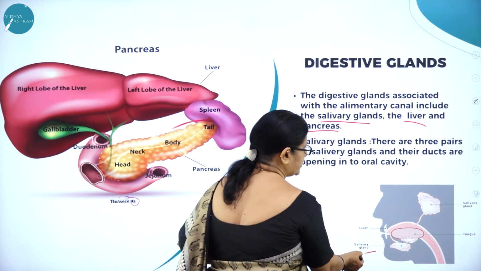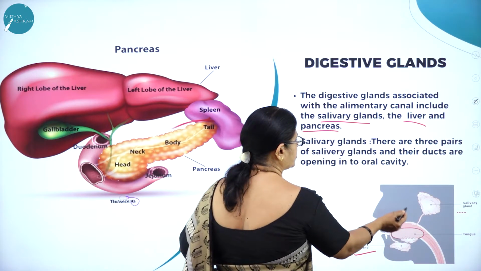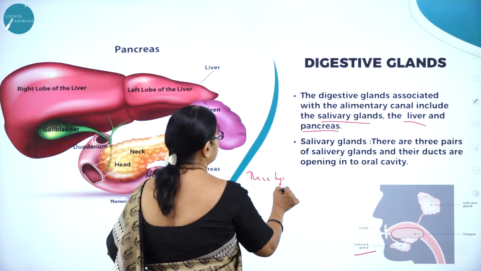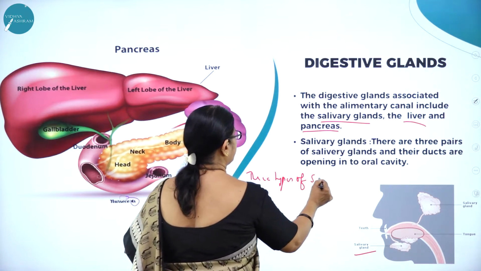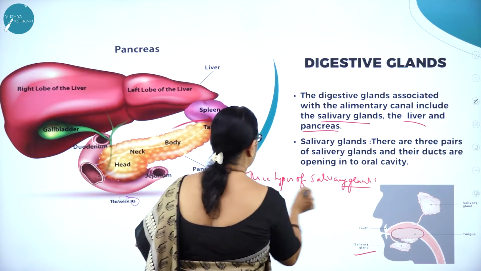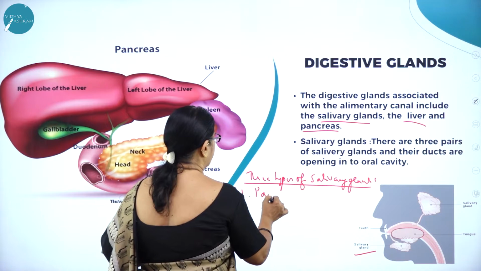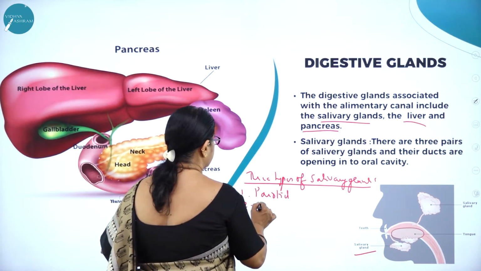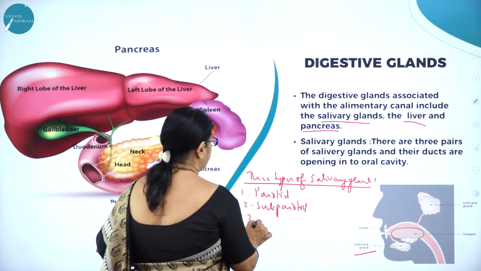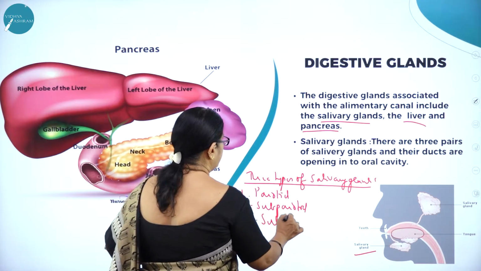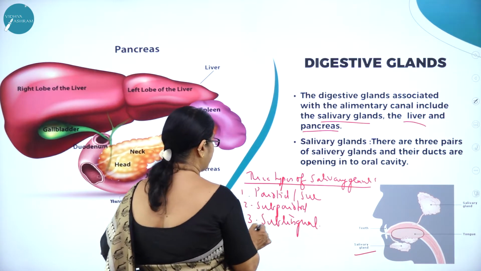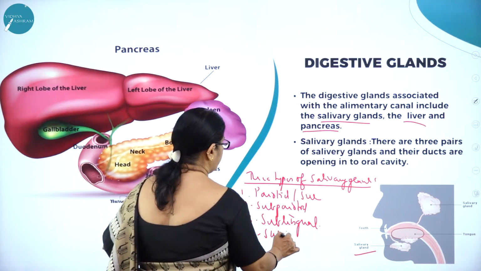Here you can see the three pairs of salivary glands. One is called the parotid. So there are three types of salivary glands, namely parotid, sublingual and submandibular.